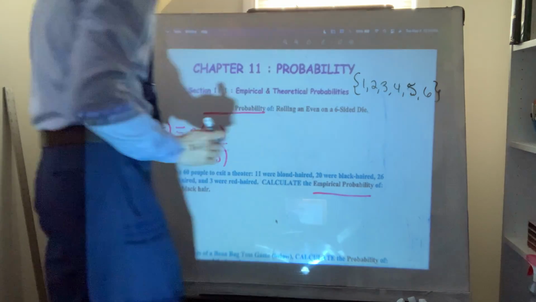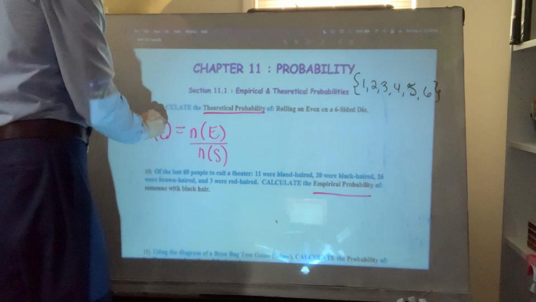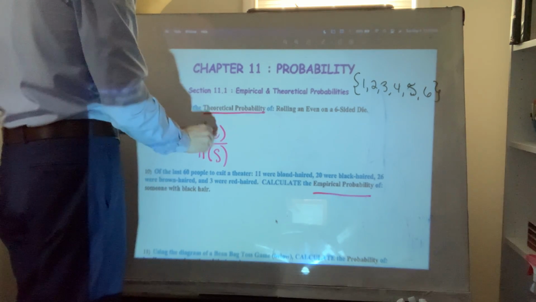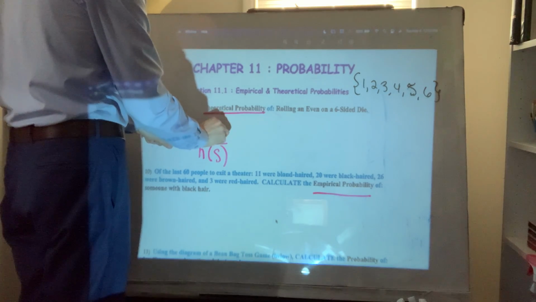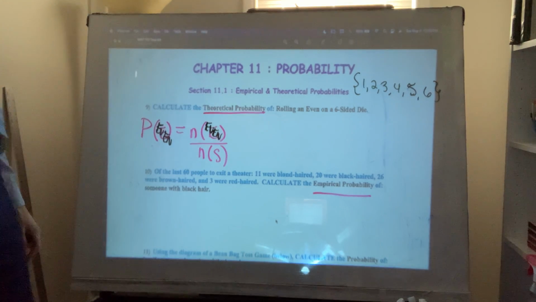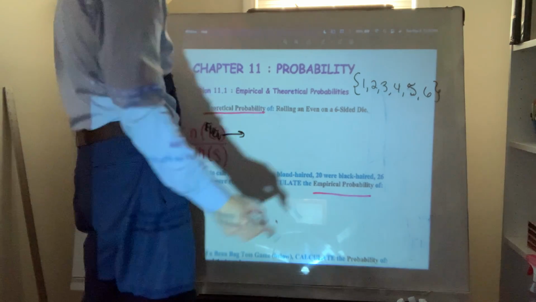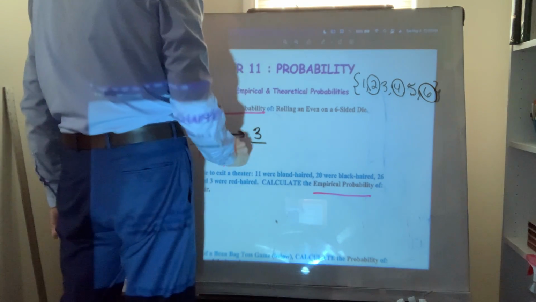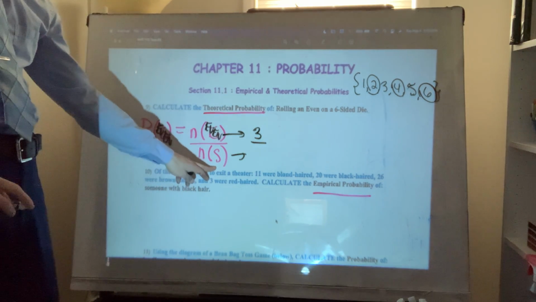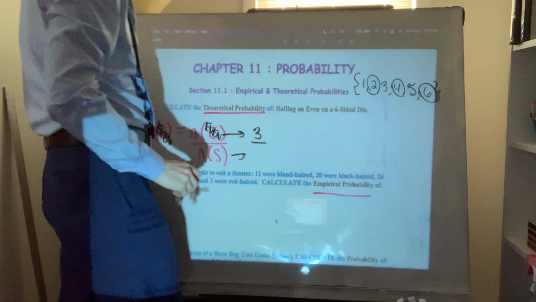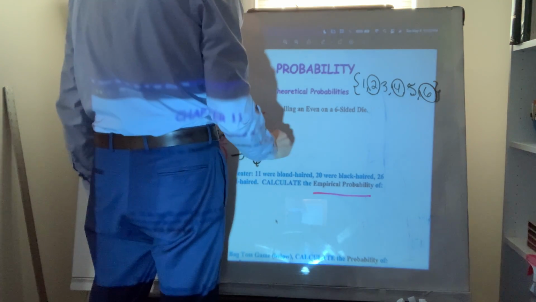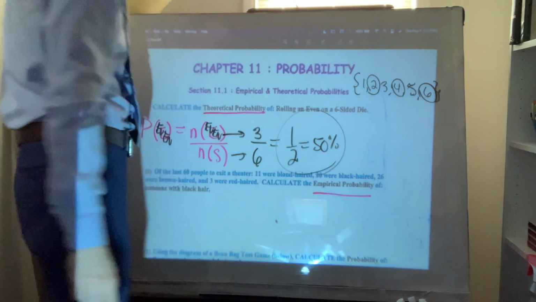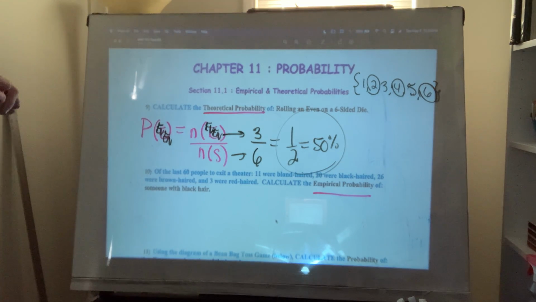Okay. So, if this is specifically an even, that's the event, the number of outcomes favorable to the event of it being even would be what? How many evens are there? 1, 2, 3. How many total outcomes are there in the sample set? There's 6. So if you reduce this, it's 1/2, and that's exactly equal to a 50% chance to get an even, which is logical.